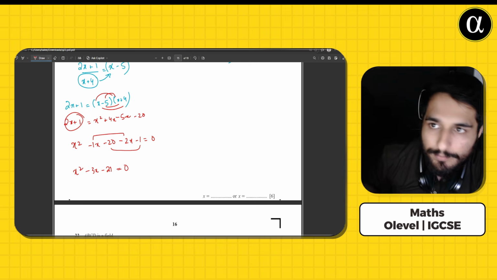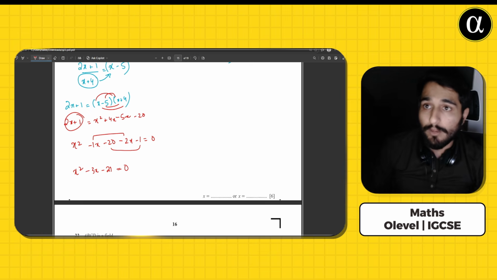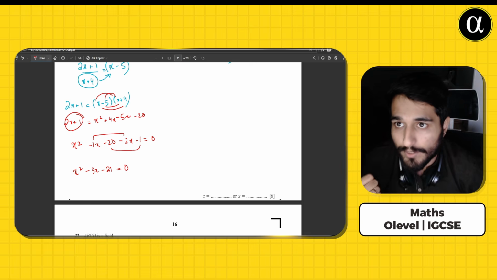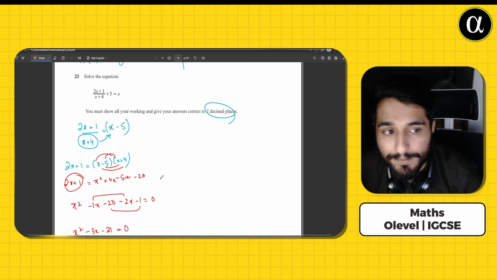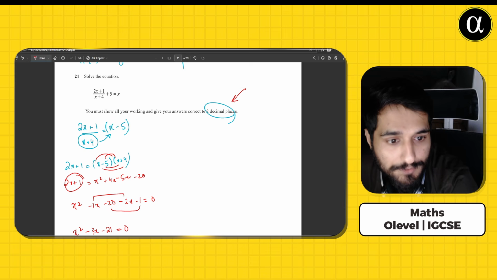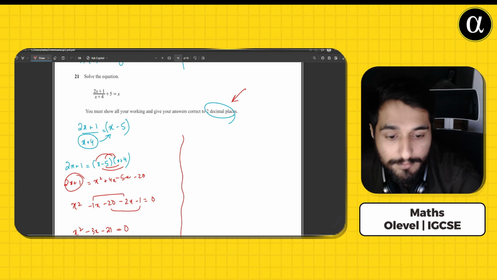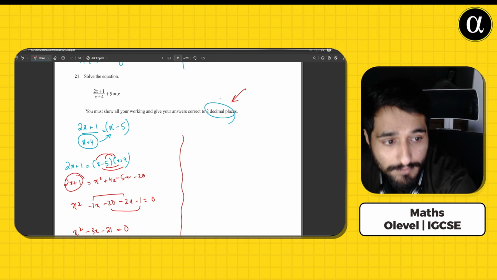Now this turns out to be a quadratic equation. We can solve a quadratic equation using numerous methods, the first one being factorization, the second one being completing the square, or the third being the quadratic formula. Now, which one do we prefer? Because the examiner said that the answer is supposed to be in 2 decimal places, we will not waste much of our time and we'll move on to the quadratic formula.